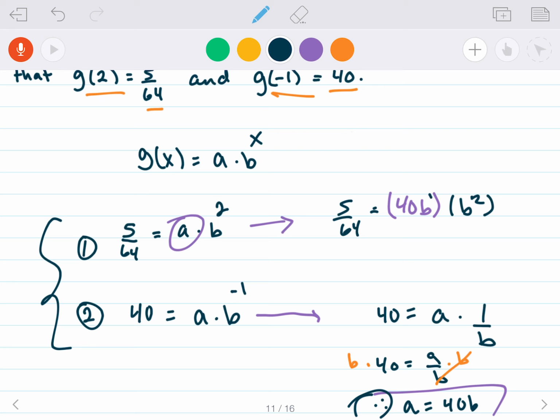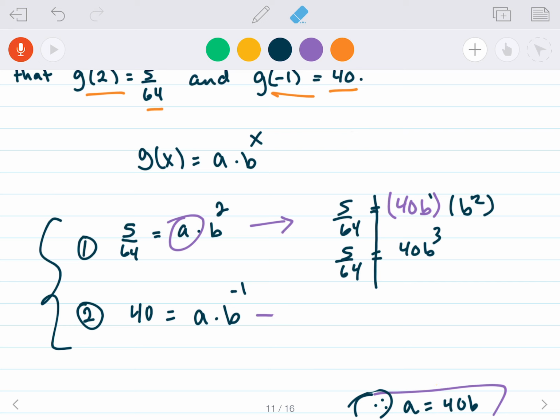And so 40b times b squared, well, b times b squared is b cubed. So this becomes 40b cubed is equal to 5 over 64. Okay, now I can isolate b. Let me erase some of this so I have some more room. I can isolate b by dividing both sides by 40 or multiplying by 1 over 40.